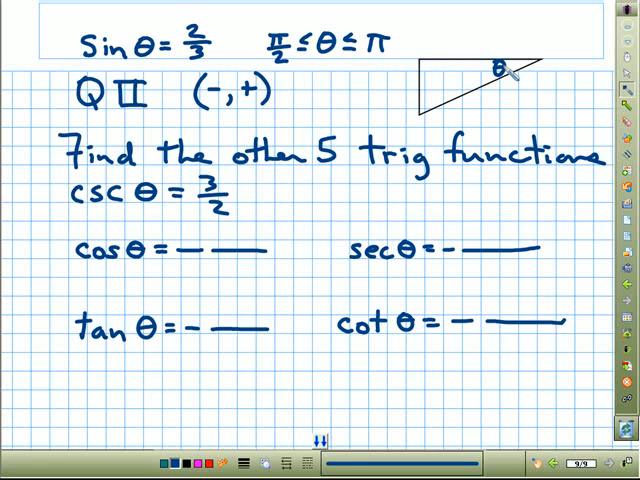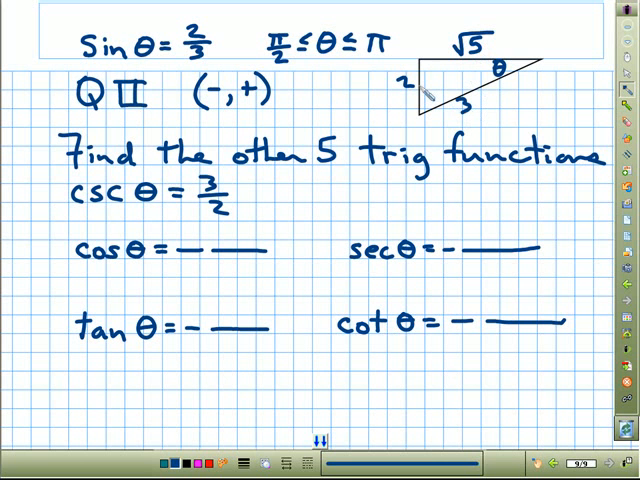Okay, so we've got theta here. Here is the opposite over hypotenuse. What would this side up here be then? Would it be the square root of 5? Yeah, sure. Okay, square root of 5. Now, using Pythagorean theorem, b squared equals c squared minus a squared.